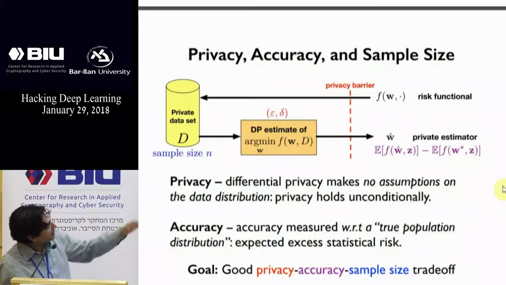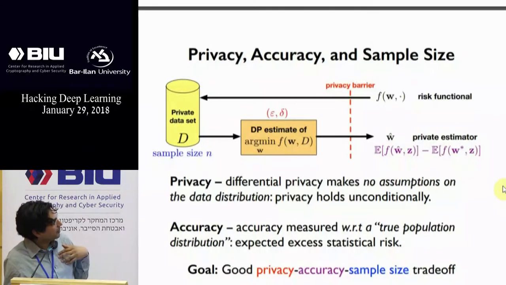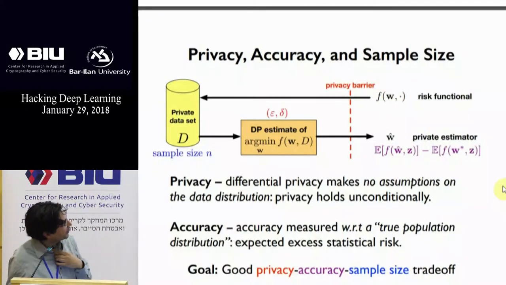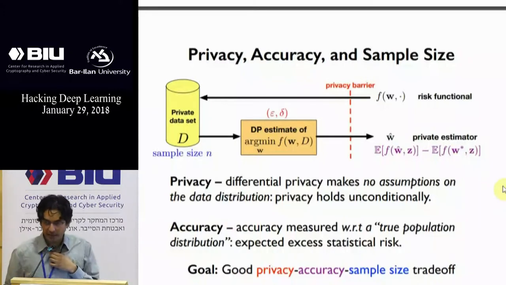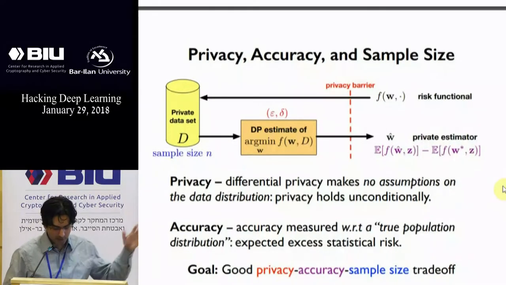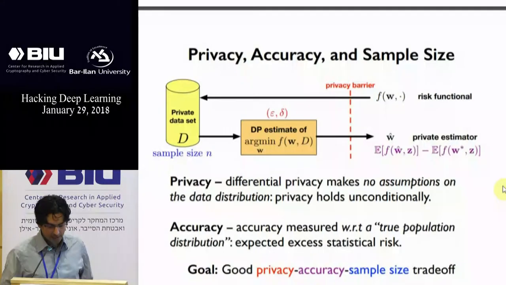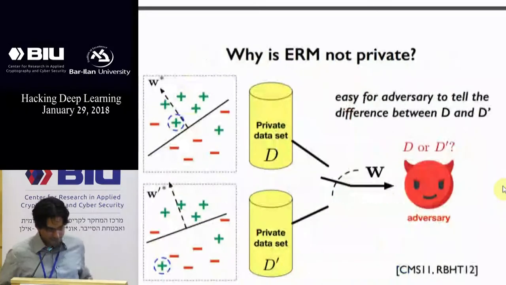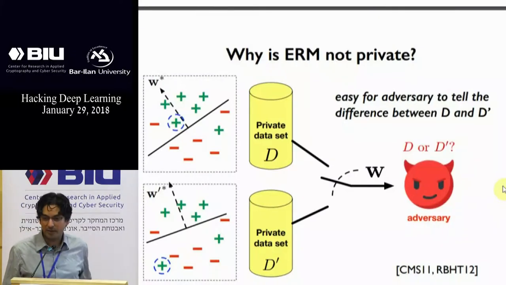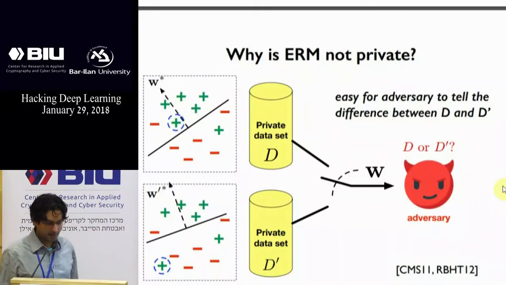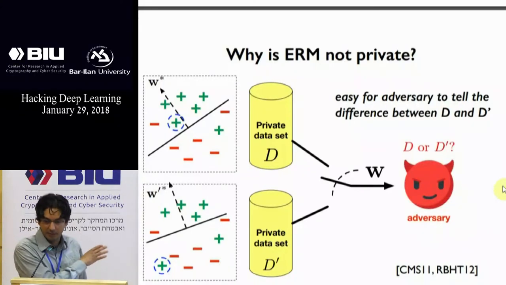So the model here with the privacy barrier would be that you provide the sanitizer with your risk function that you wanted to use, like logistic loss or hinge loss, and then it'll spit out a classifier. And so we want to get a good privacy-accuracy-sample size trade-off. So the question is, why is this not private already? Because if we're preventing overfitting, then you should be okay. This is a much less sophisticated reason than Vitaly was talking about.